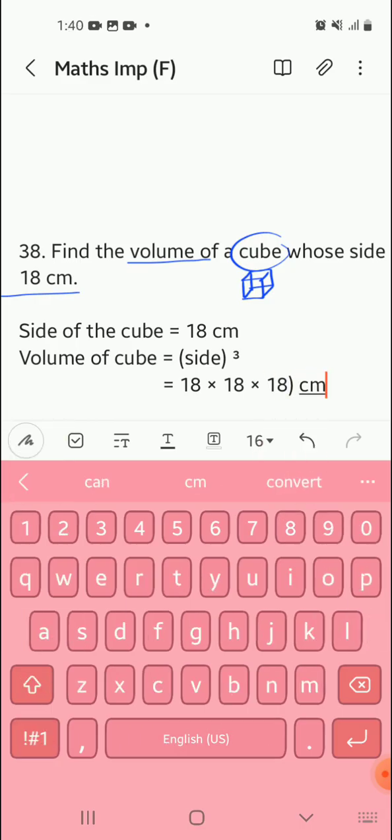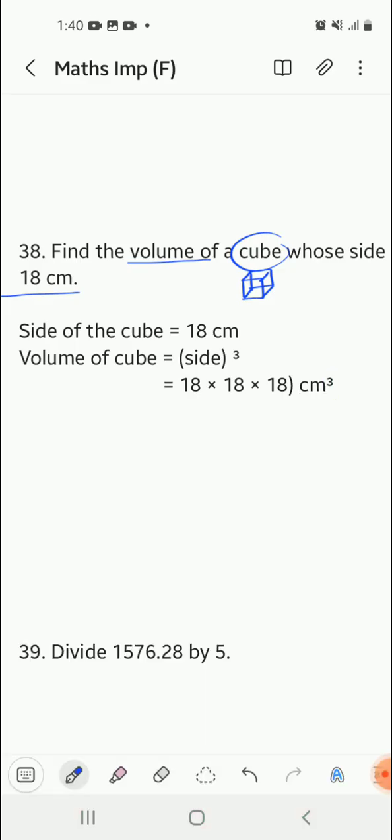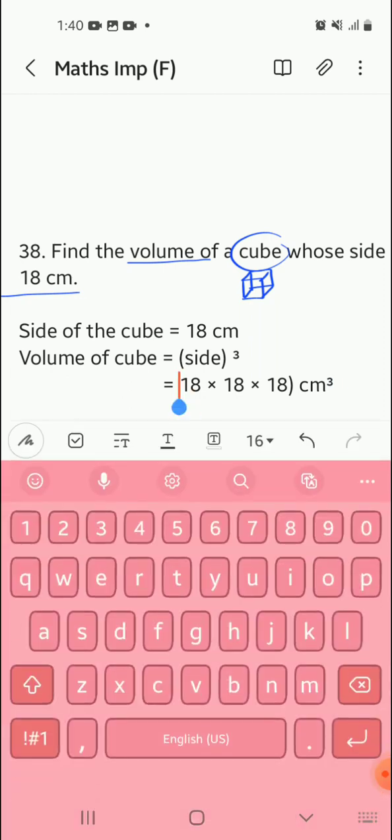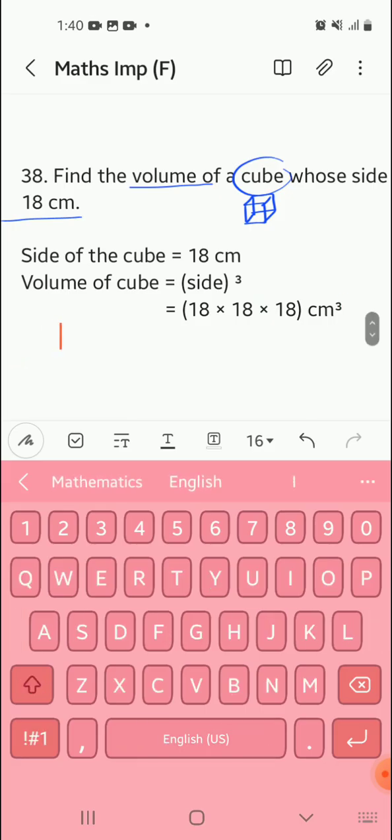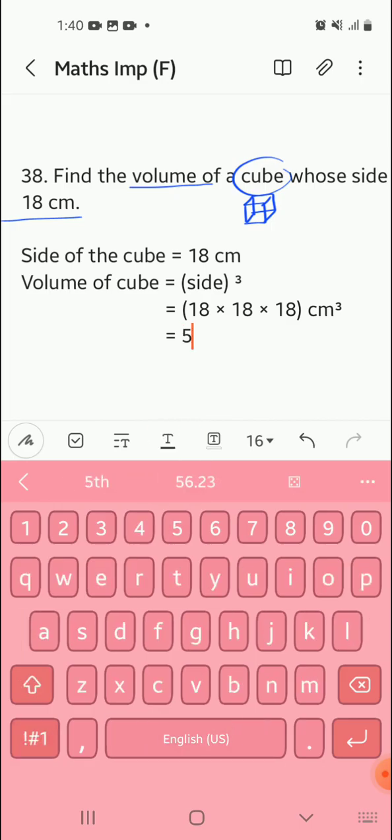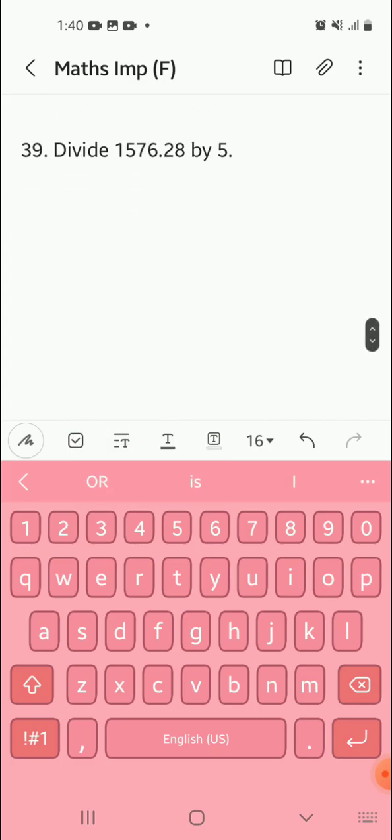The answer will be in centimeter cube, because along with 18, centimeter is also repeated thrice. So we will simply multiply 18 into 18 into 18, which comes to 5832 centimeter cube. That's it.